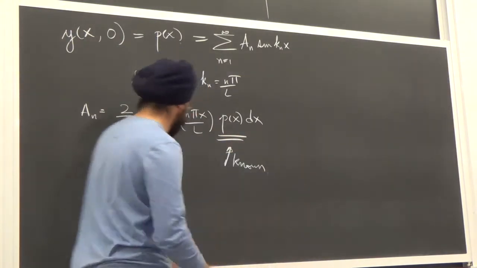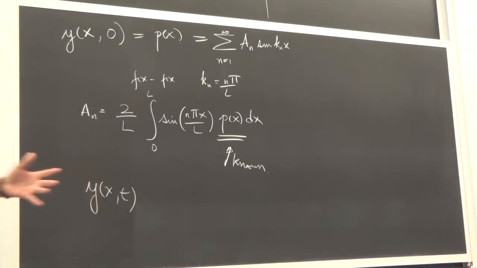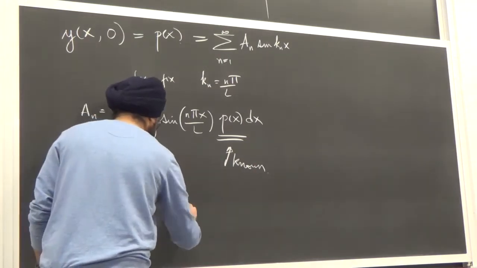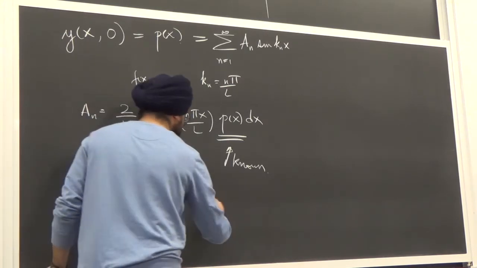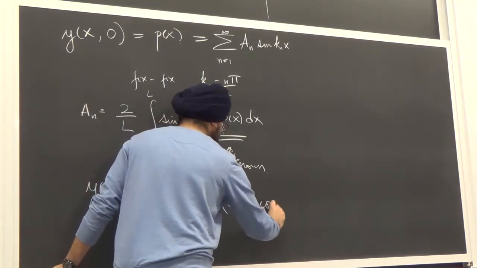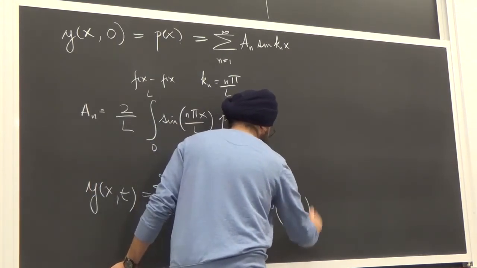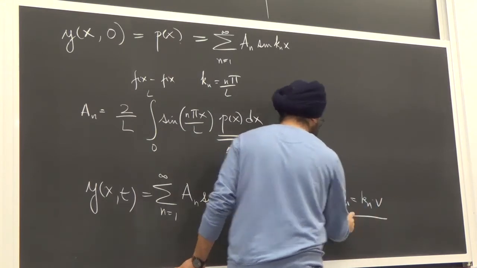Once you have solved for the whole thing, you can find out y as a function of x and t, the whole oscillation, the grand finale of the whole thing, like how the thing oscillates as a function of time. You just sum over all the time-dependent normal oscillations. So a_n sine(n pi x over L) times cosine(omega_n t), where omega_n is k_n times speed.